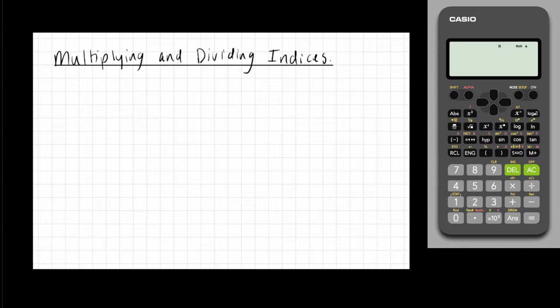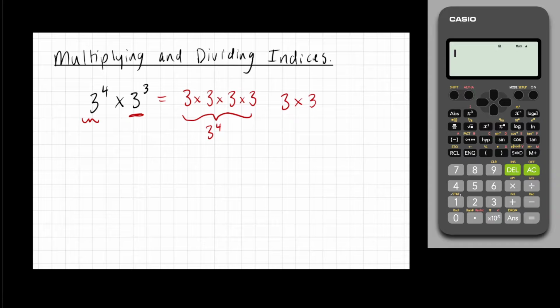So let's say, for example, we had 3 to the power of 4, and we wanted to multiply that by 3 to the power of 3, okay? Well, from the previous lesson, we know that if we wrote this in expanded form, 3 to the power of 4 would be 3 times 3 times 3 times 3. So 3 to the power of 4 is 3 written 4 times, okay? And then 3 to the power of 3 is 3 times 3 times 3, okay?